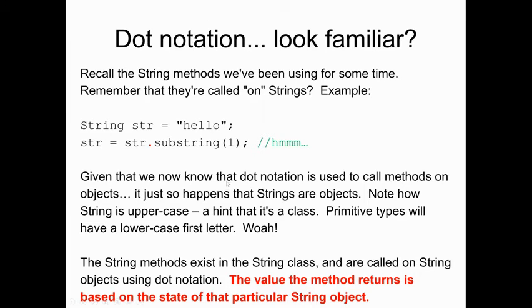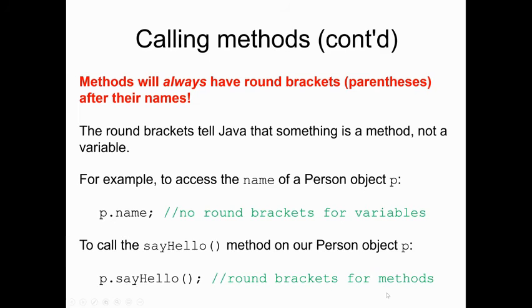Given that we know that the dot operator is used to call methods on objects, it just so happens that strings are objects. Note how String is uppercase, a hint that it's a class right here, the data type String. Primitive types will have a lowercase first letter. The string methods exist in the String class and are called on string objects with the dot notation. The value the method returns is based on the state of that particular string object.